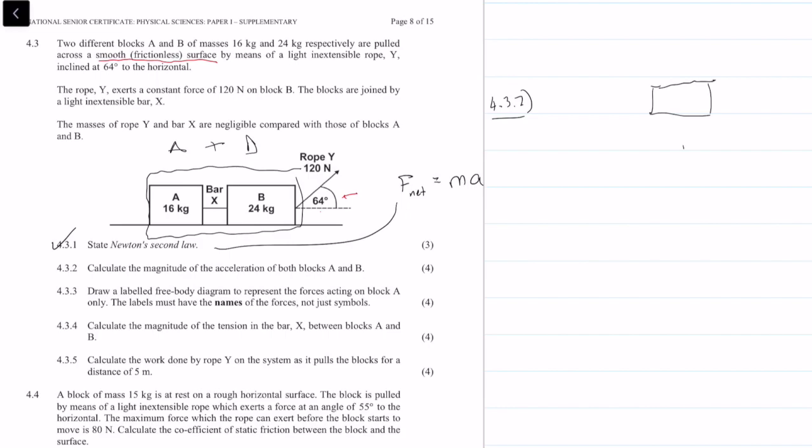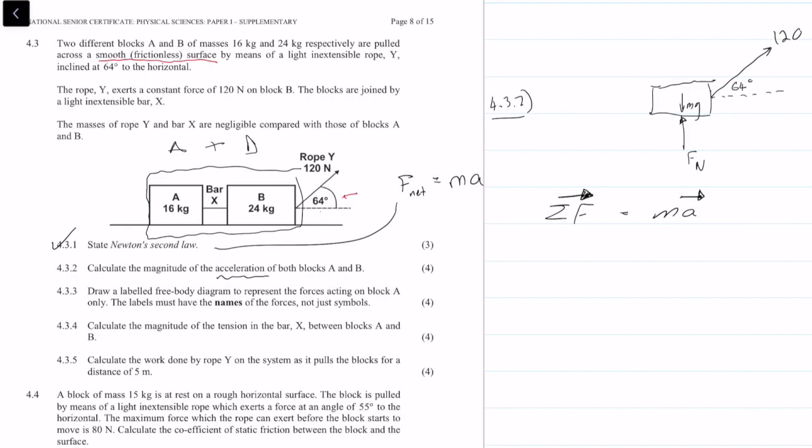There's no friction. We've got a normal force. We've got mg acting, and we've got our force applied, which is 120, and this angle right here is 64 degrees. So what can we do with this information? Now let's do the sum of the forces. We're going to do the sum of the forces in that direction, to the right, equal to mass times acceleration in that direction, because we're looking for the acceleration of blocks A and B.